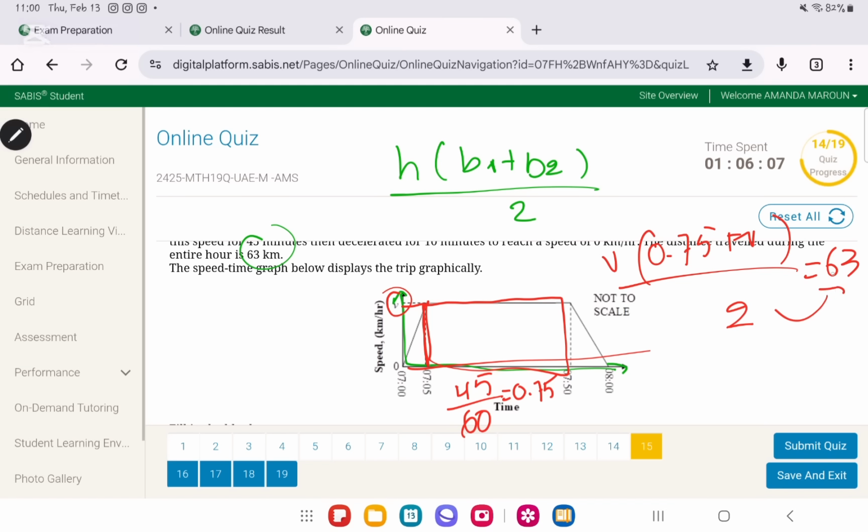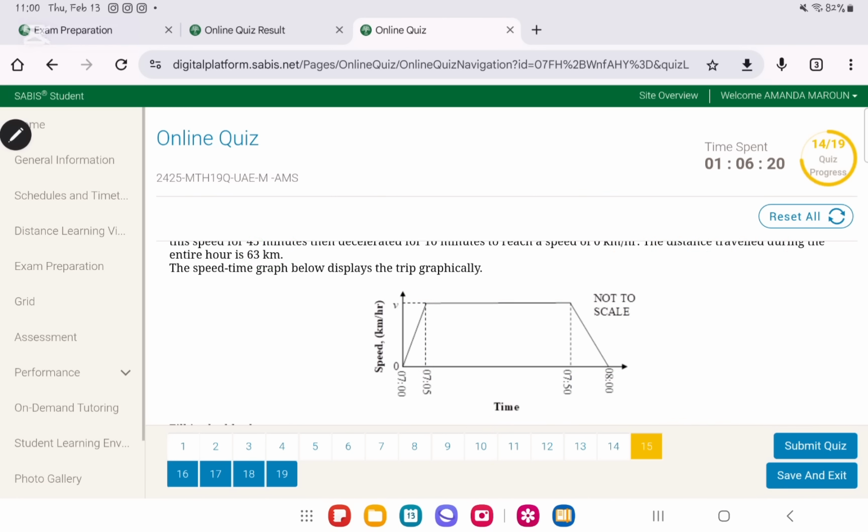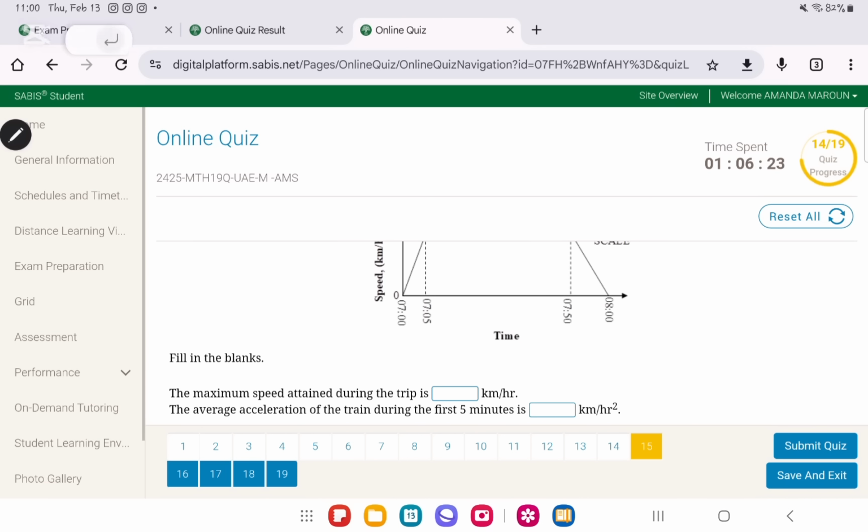So you're going to cross multiply. V times 1.75 is equal to 126. Divide both sides by 1.75. You will get that the highest speed or highest velocity is then 72. So the answer over here is 72 kilometers per hour.